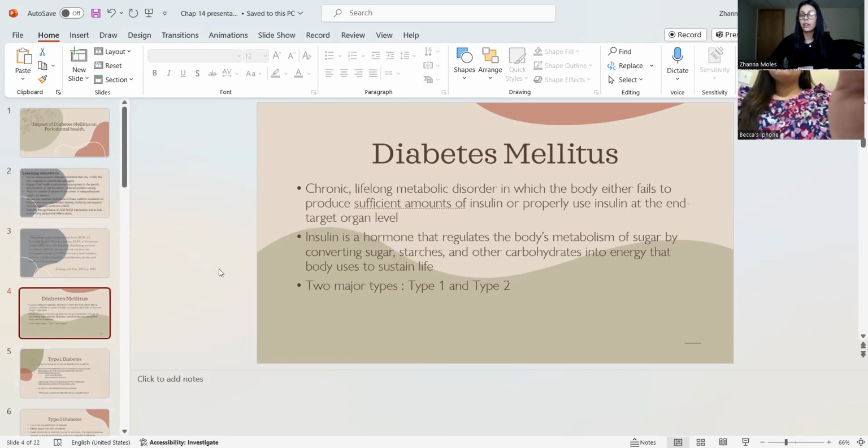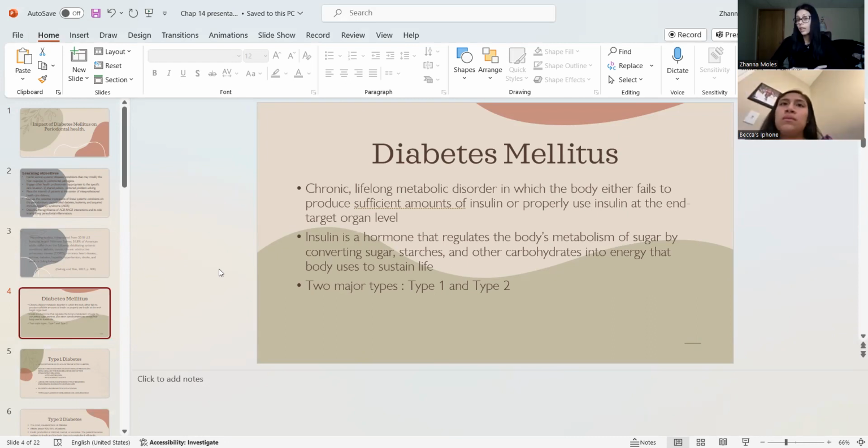So, diabetes is a chronic, lifelong metabolic disorder in which the body either fails to produce sufficient amounts of insulin or properly use insulin at the end target organ level. Insulin is a hormone that regulates the body's metabolism of sugar by converting sugar, starches, and other carbohydrates into energy that the body uses to sustain life.